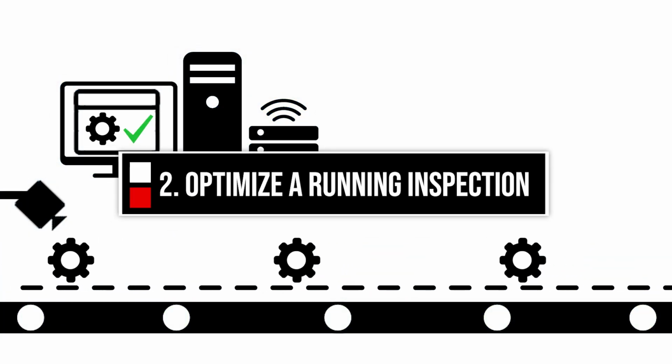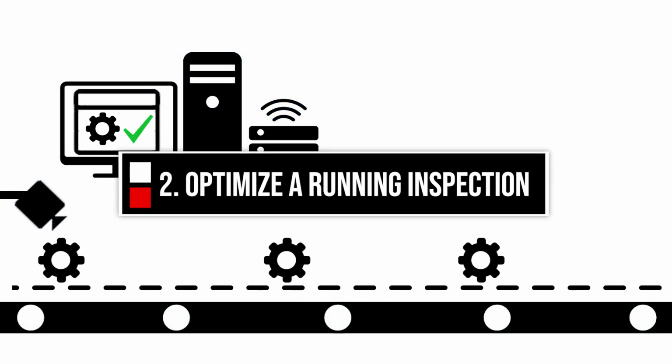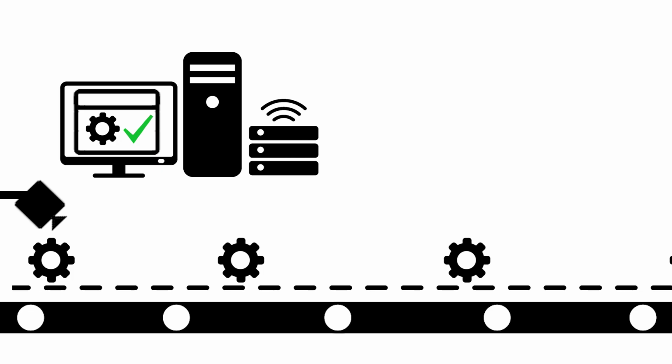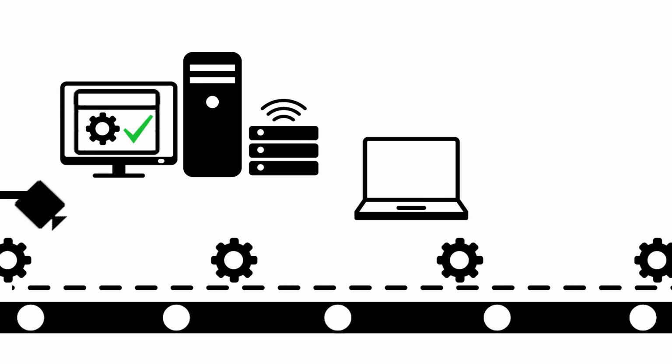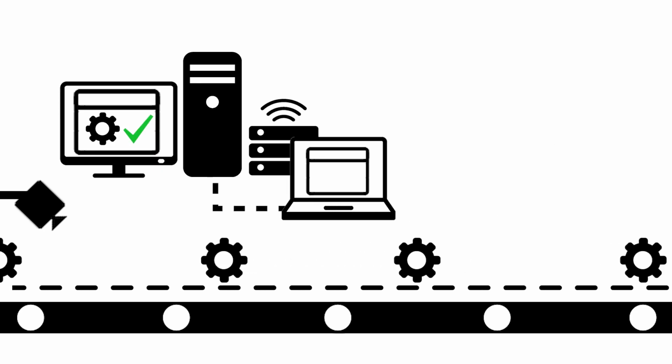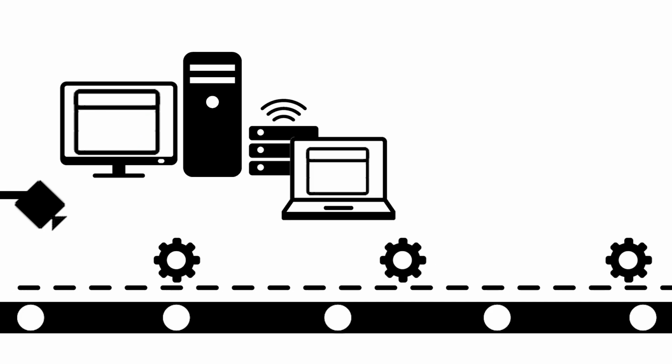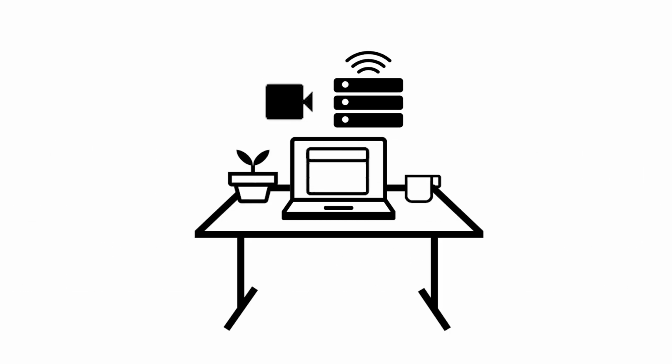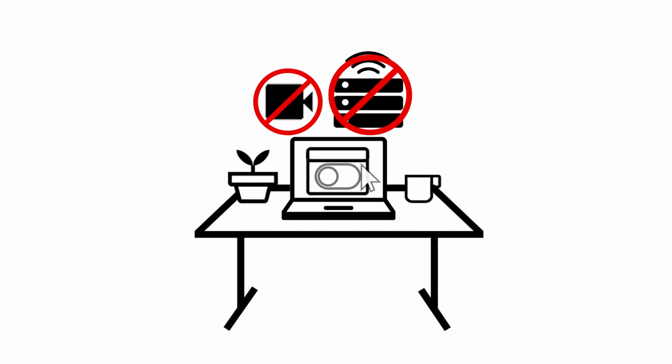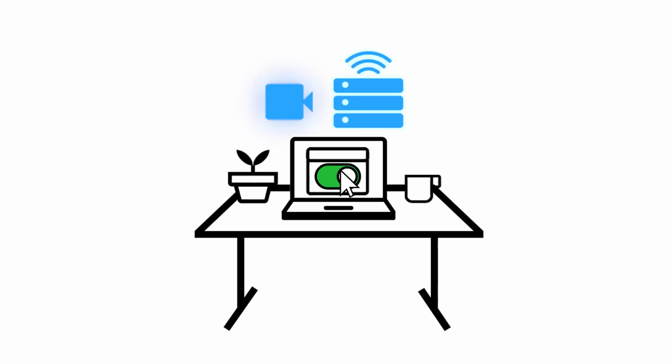Second case. The offline mode allows you to optimize a running inspection system without interrupting the inspection process. For this, the project is copied so that it can be modified offline on a laptop. Again, the hardware peripherals are unavailable. The offline mode allows for an easy replacement.